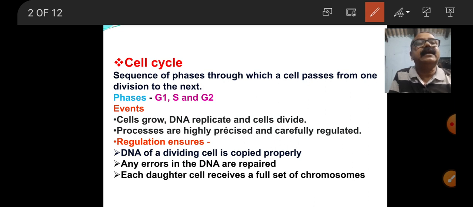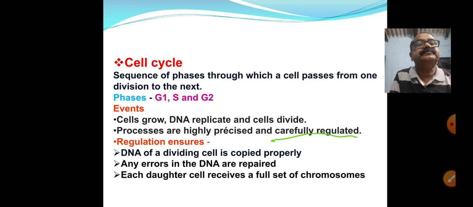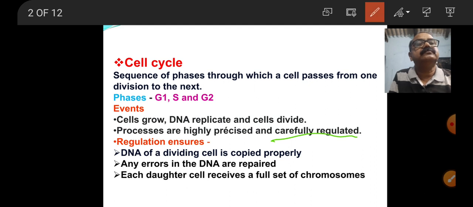The processes are highly precise and carefully regulated. The careful regulation of the cell cycle ensures DNA of a dividing cell is copied properly. Any errors in DNA are repaired. Each daughter cell receives a full set of chromosomes.